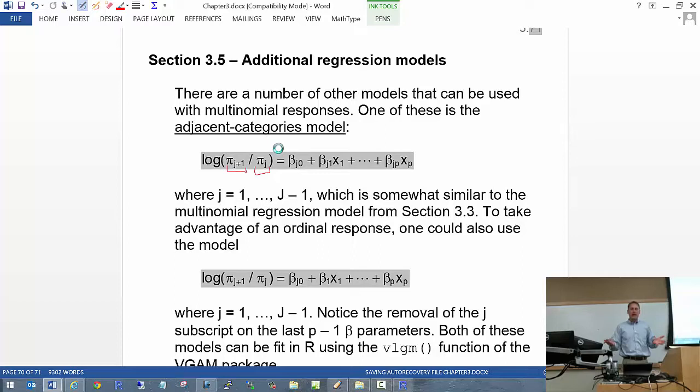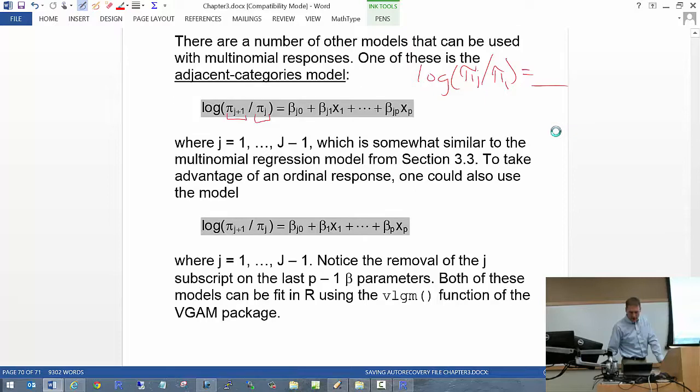Because remember with a multinomial regression model, the way that was presented in our notes, we did this: log of pi sub j divided by pi sub 1. And we said, well, what happens if you wanted to compare some other category other than category 1? You just simply rewrite it. Well, this model starts with that rewriting, and only looks at the adjacent categories. So you could estimate the multinomial regression model and immediately come to the adjacent categories model.